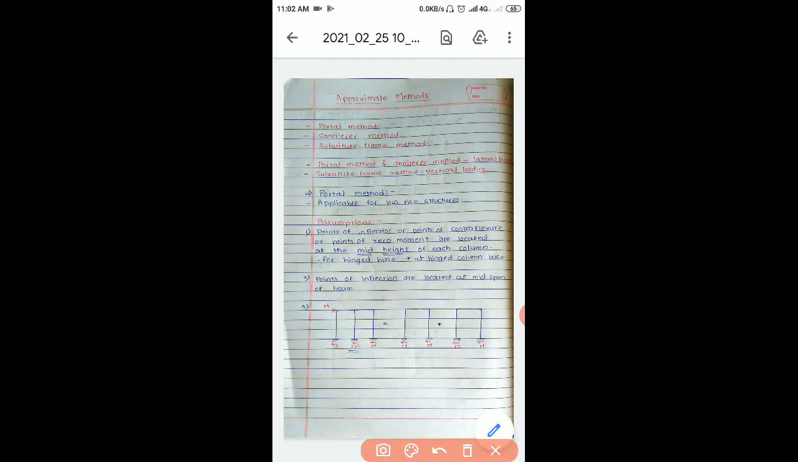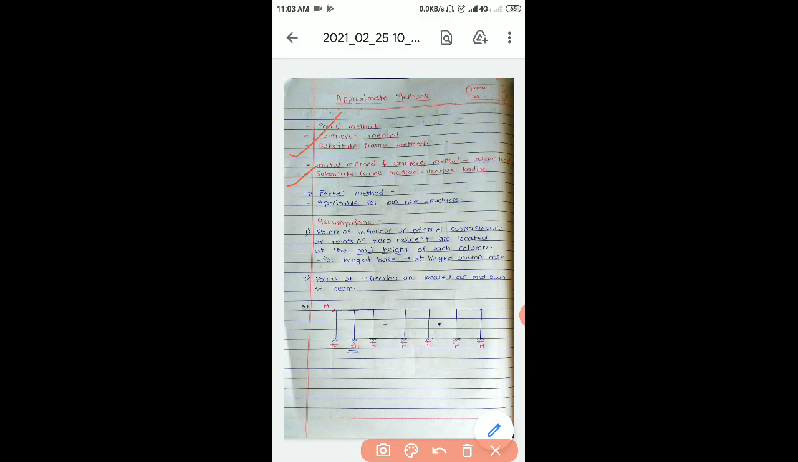Okay, so here we are going to use two methods, and the methods are portal method, cantilever method, and the third one is substitute frame method, which is not in our syllabus. So we are going to do the analysis by using portal frame method and cantilever method. Okay, portal and cantilever methods are applicable for lateral loads, and substitute frame method is applicable for vertical loading. Okay, so this is the difference, and again the difference between portal frame and cantilever method we are going to study stepwise.